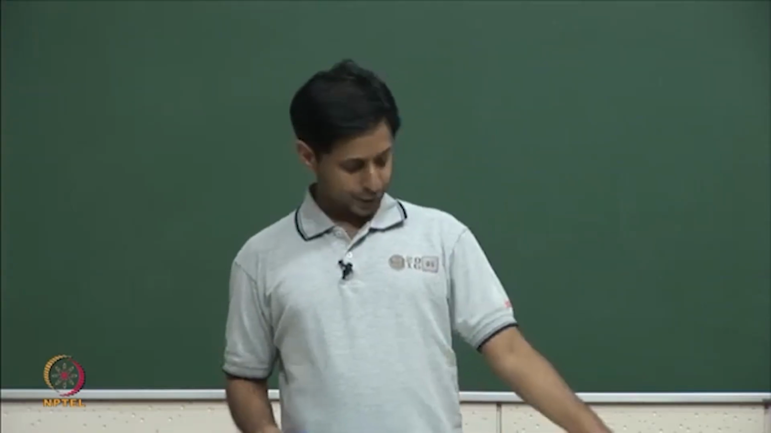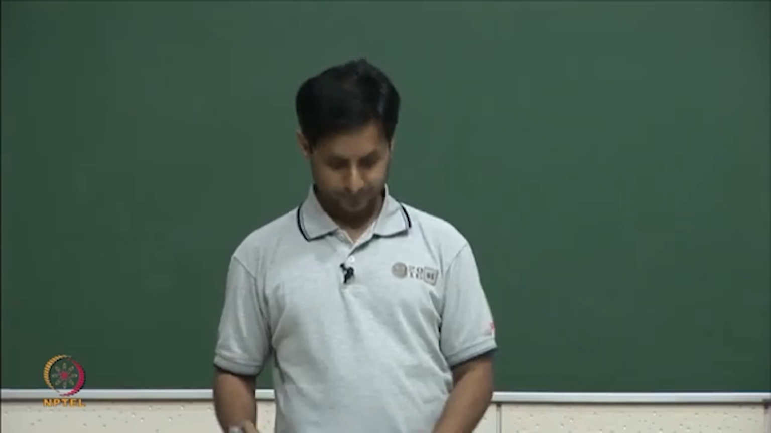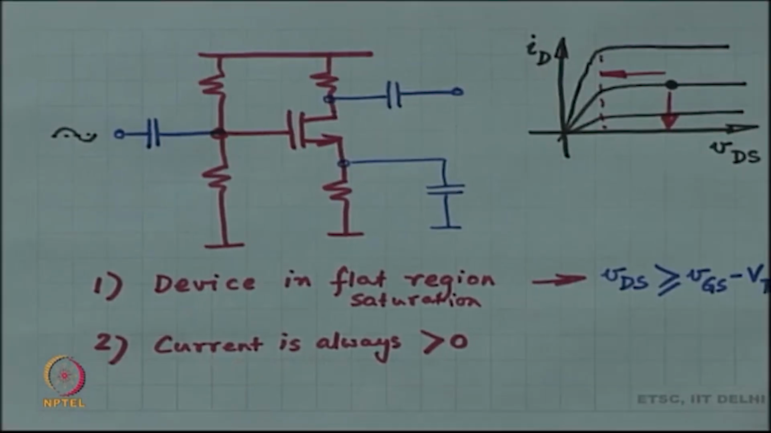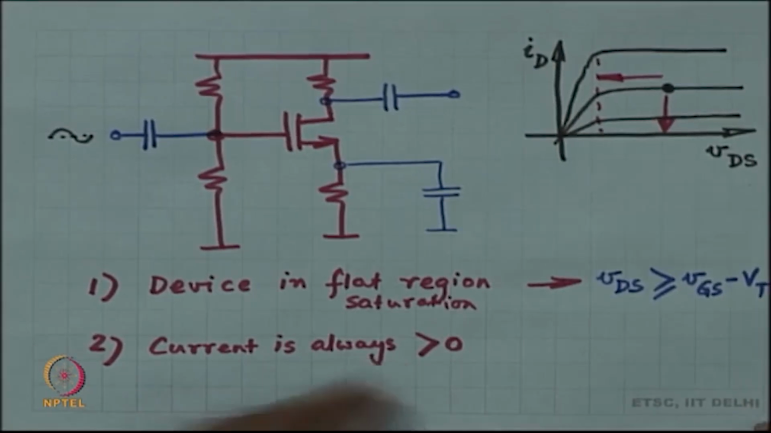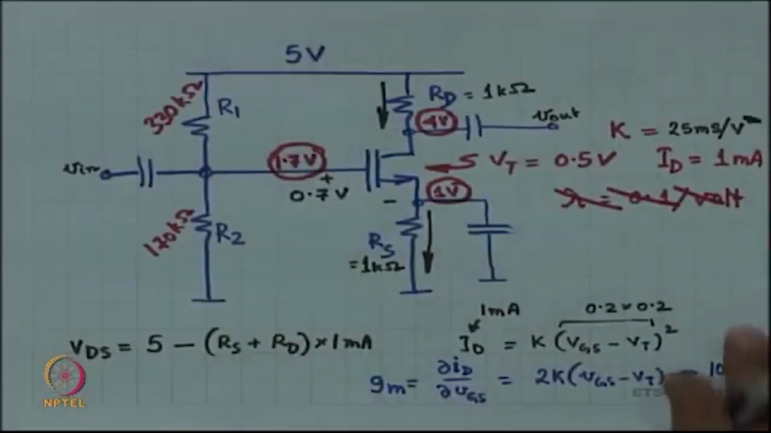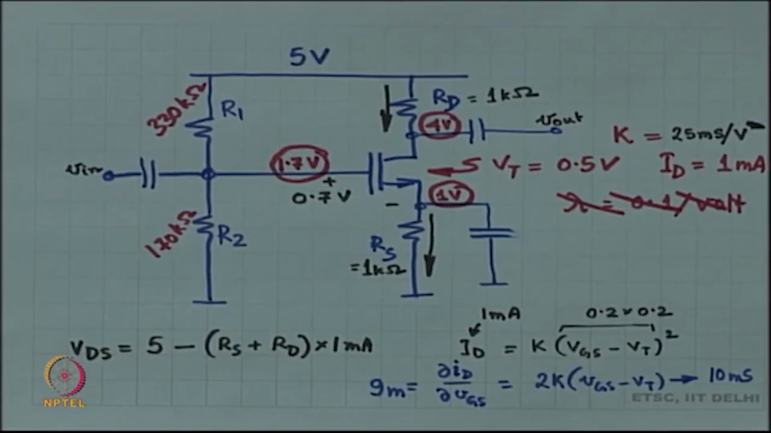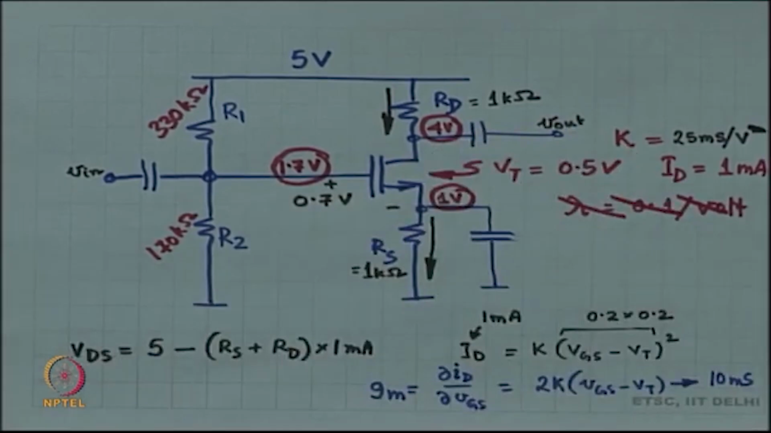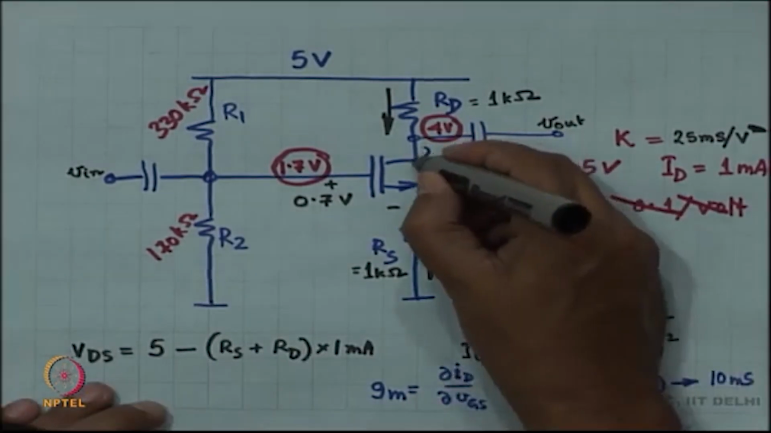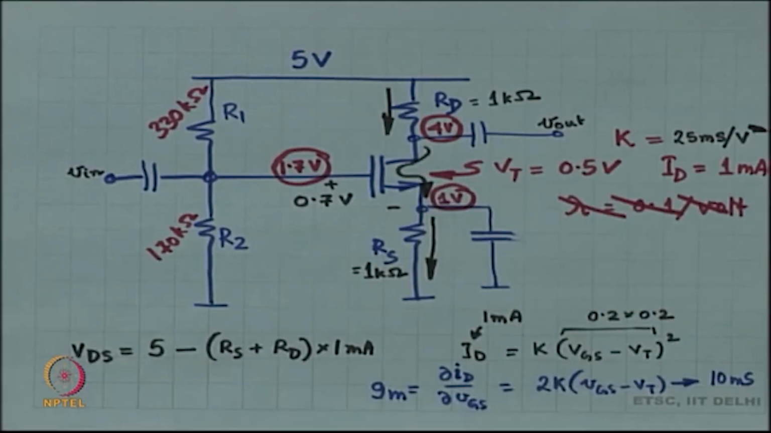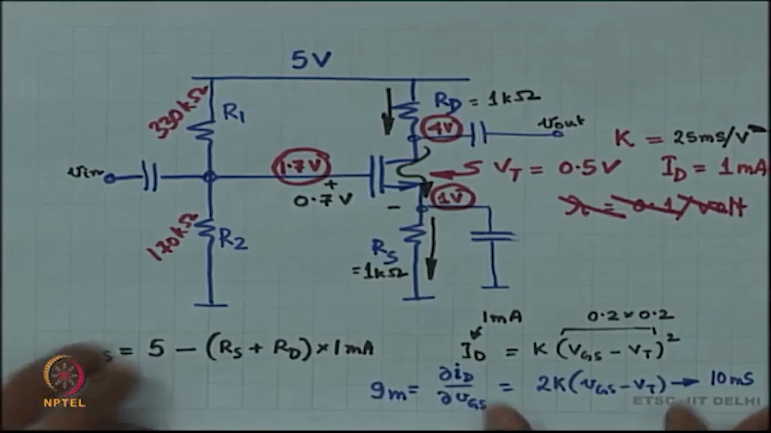Our next critical condition is that the current has always got to be more than 0. So, this is the second critical condition. The first critical condition we have looked at. The second critical condition is that the current has always got to be more than 0. Now, what does that mean? That means that this total ID has got to be more than 0 no matter what you do.